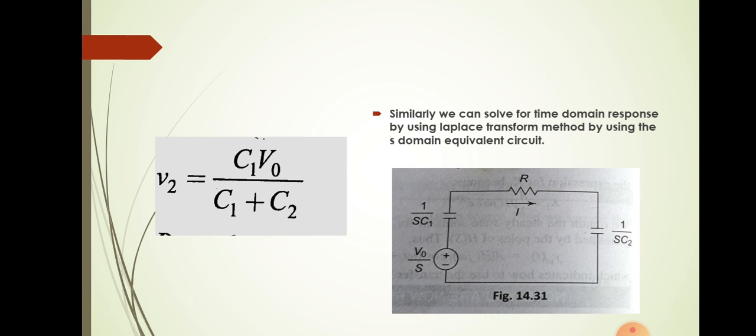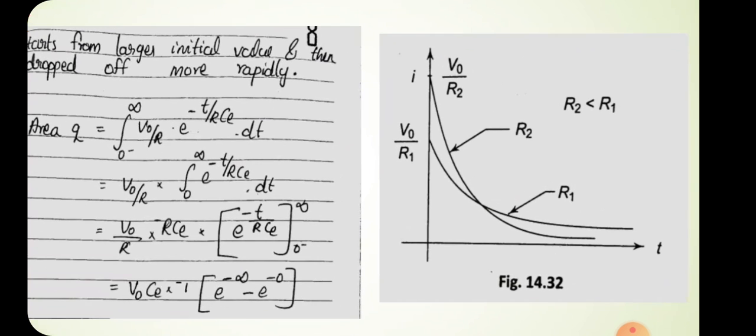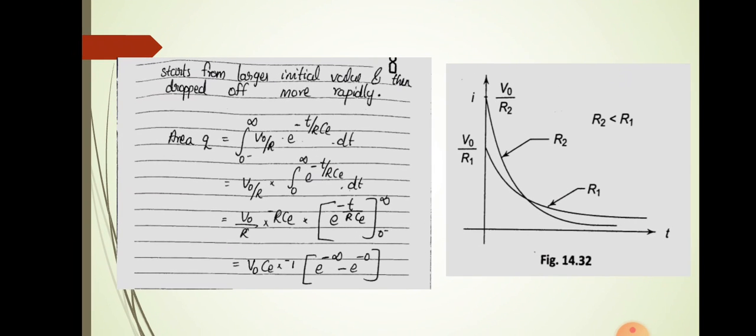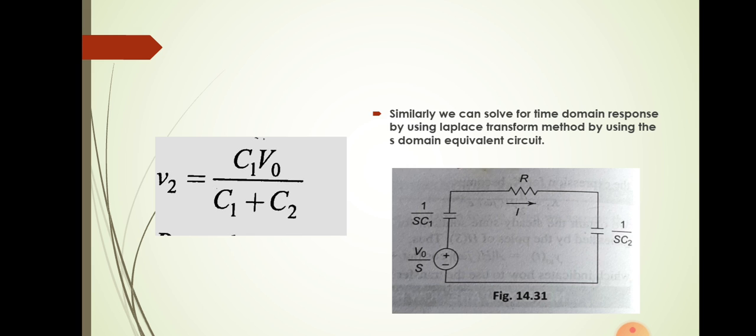Similarly, we can find the value of the current. Now we have the equation of current as V0 into C into delta of t. This equation we made from the following lengthy steps. But when you utilize the Laplace transformed circuit, or S-domain circuit, you can directly find the current equation. This is the S-domain equivalent circuit for the above case. The current will be equal to total voltage divided by total impedance.